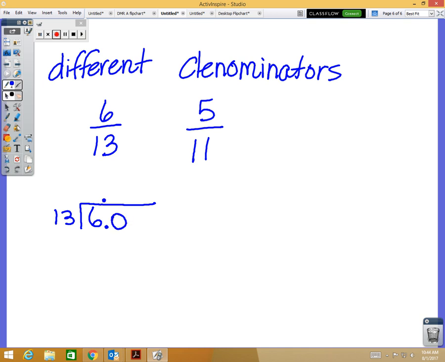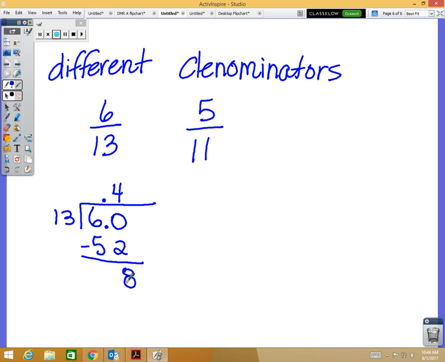So now we're going to pretend this is a 60. How many times does 13 go into 60? 4 times. So you may even have to kind of do math out to the side. That's okay. So see, that's 52. Is that right? Now what? Remainder 8.